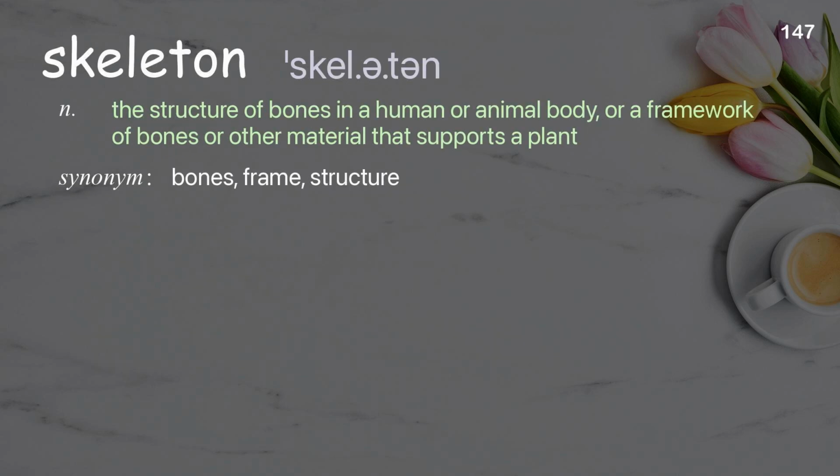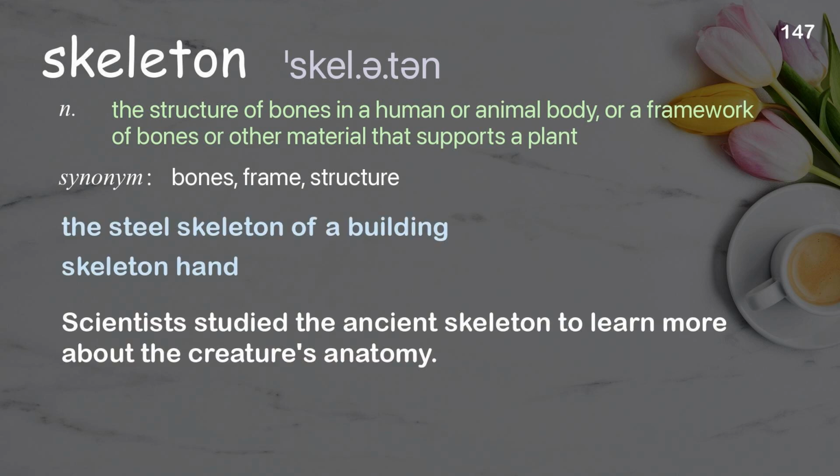Skeleton. The structure of bones in a human or animal body, or a framework of bones or other material that supports a plant. Examples: The steel skeleton of a building. Skeleton hand. Scientists studied the ancient skeleton to learn more about the creature's anatomy.